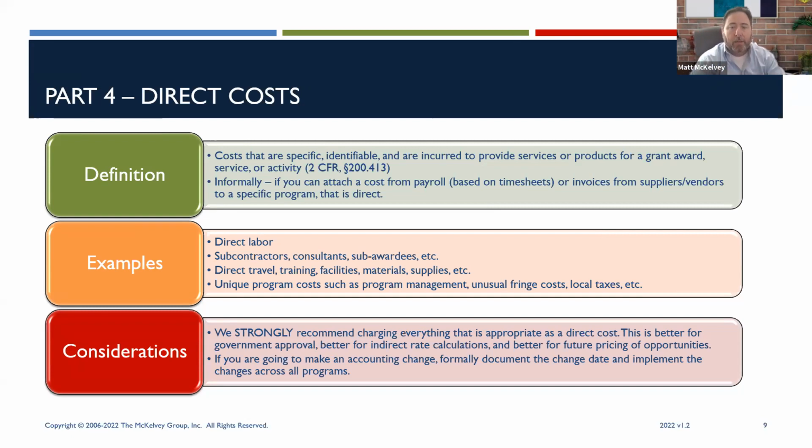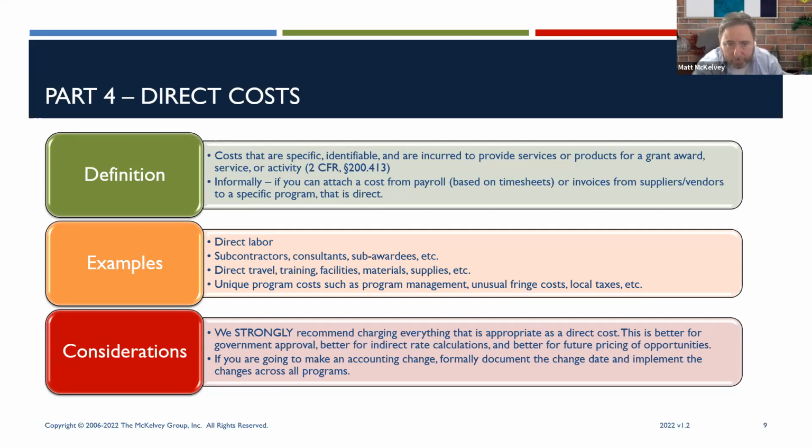And finally, and this is my personally strongest opinion for this, is that it makes it better and easier for you for future pricing of opportunities. In other words, if you know what it really takes to deliver a program or a job or a contract, when you go to price the next one, you're better positioned to price it accurately. And you don't have to run around trying to figure out how to make up for being too low or too high.